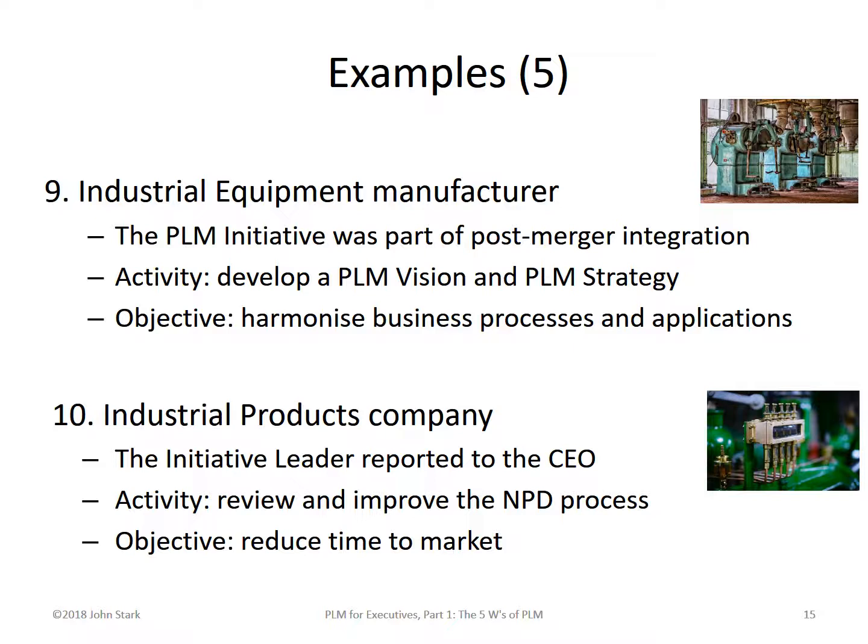For an $800 million industrial products company, the aim was to reduce time to market. The initiative began with a review of the NPD process that showed time to market for some new products could be reduced from 3 years to 3 months. As a result, the CEO got very interested.